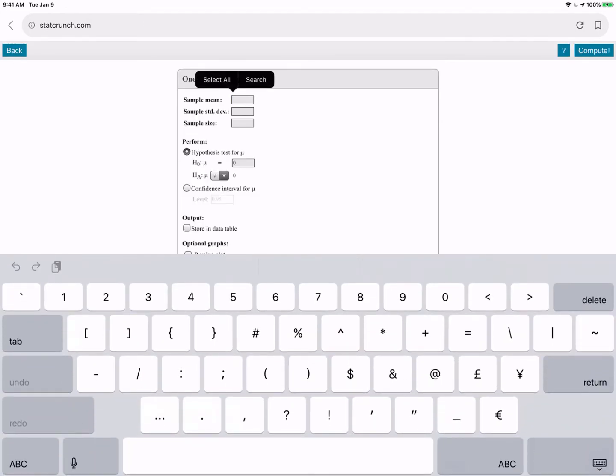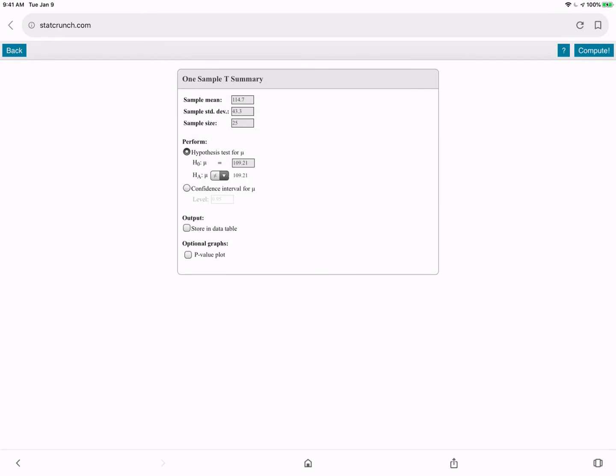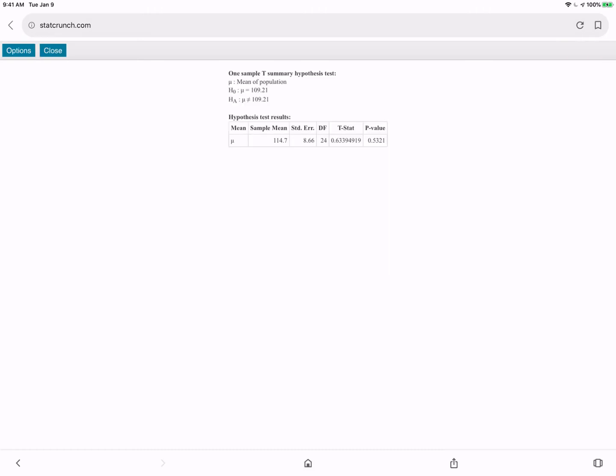So our sample mean in this problem was $114.70. Our sample standard deviation was $43.30, and our sample size was 25. So first I'll do the hypothesis test, and then we'll do the confidence interval. So the number in our null hypothesis was $109.21. The symbol in our alternative was a not equal sign. And so our hypotheses are set up. And if we compute, we can see the test statistic and p-value that I recorded on the previous screen.